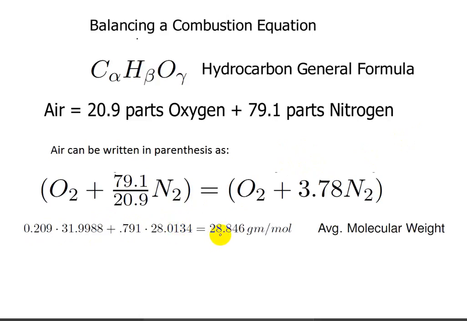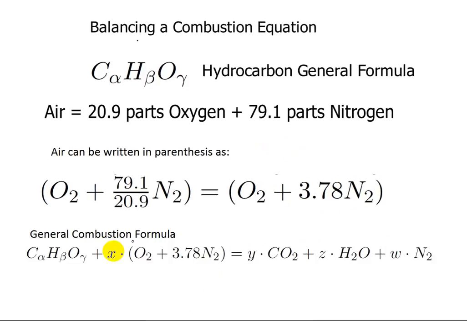You can see here that's going to give 28.8 grams per mole, or kilograms per kilomole, as the average molecular weight. When you're using the average molecular weight, it is important to note that you're actually going to have 4.78 total moles of air. There's 1 mole of oxygen and 3.78 moles of nitrogen, so that's going to be 4.78 moles.